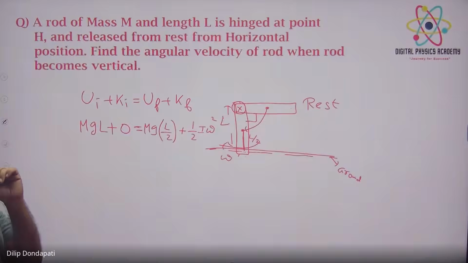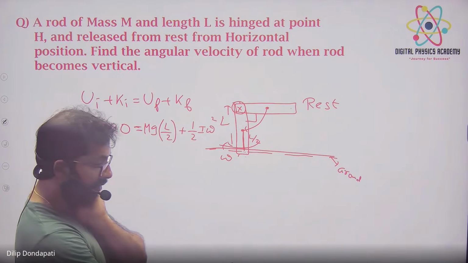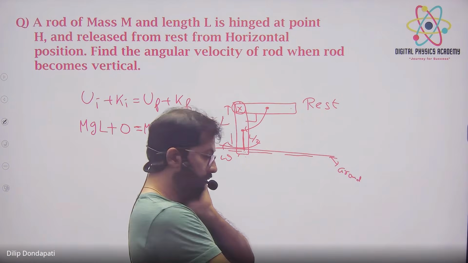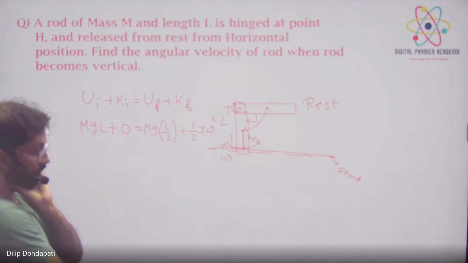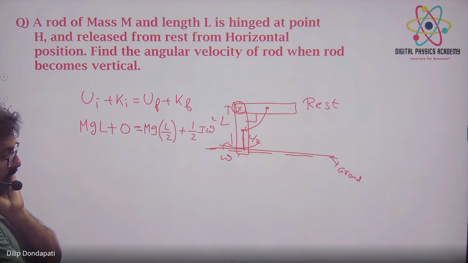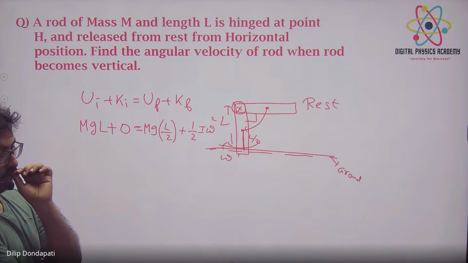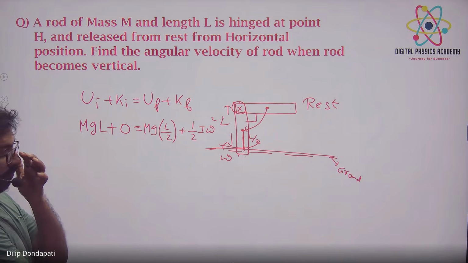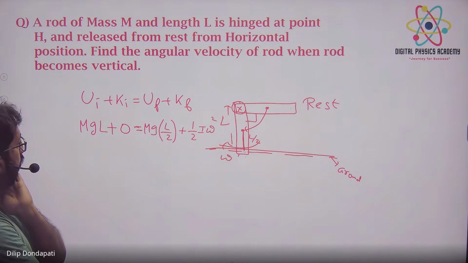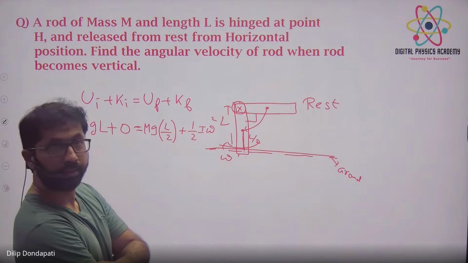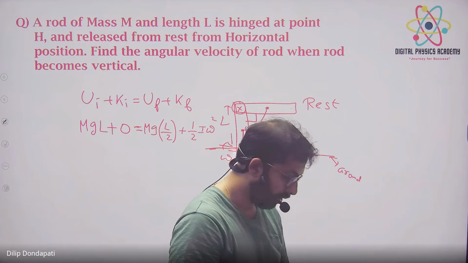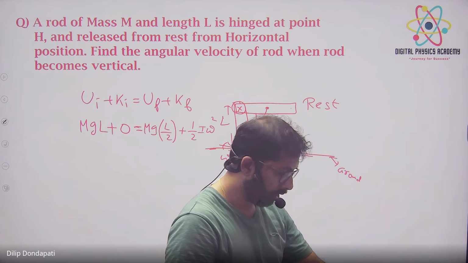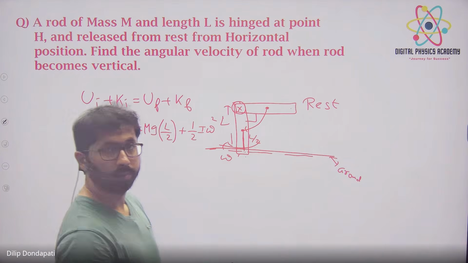So will you get it in roots? We'll get it in roots, right? Yes, it will come in roots. So won't you get root 3 G by L? Yes, correct. Root 3 G by L.